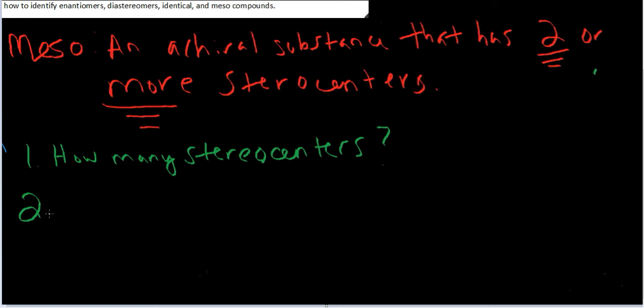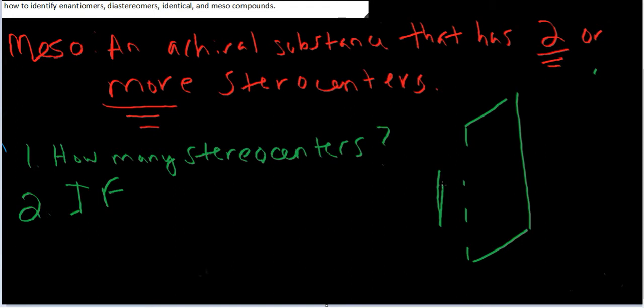So the second question you want to ask yourself is if the molecule has an internal mirror plane. What that means is any molecule can have a stereoisomer, but not all have internal mirror planes. The mirror plane should bisect the molecule. Basically, when I was drawing the mirror image, it should be symmetric on both sides, okay?